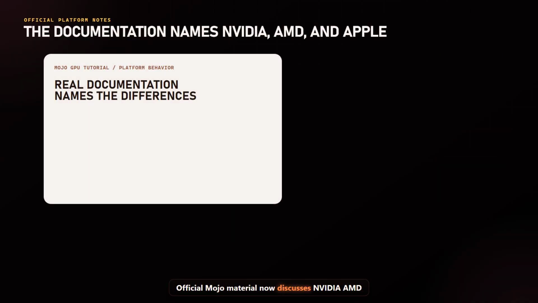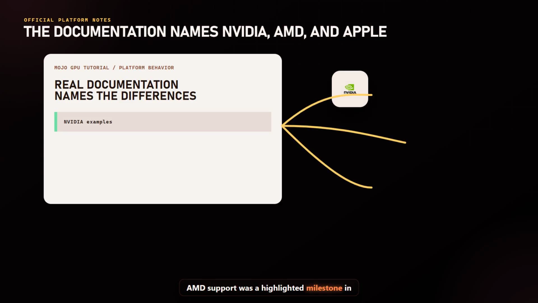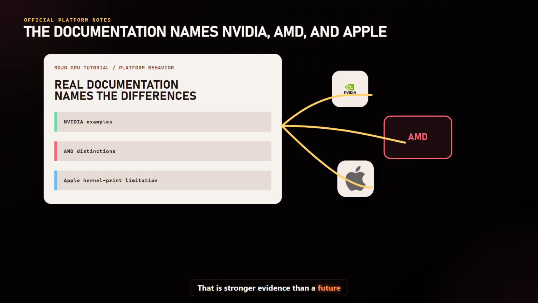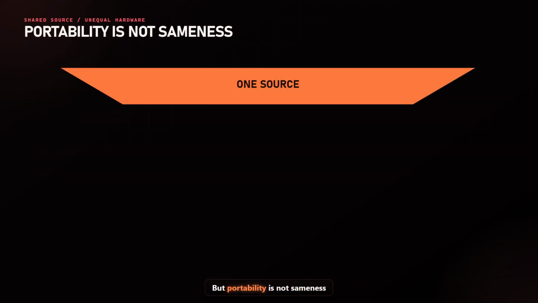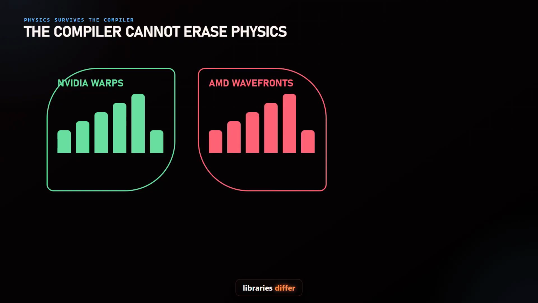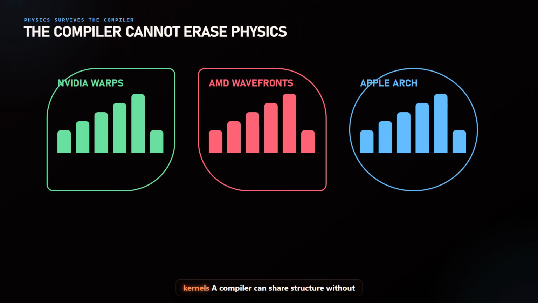Official Mojo material now discusses NVIDIA, AMD, and Apple GPU behavior. AMD support was a highlighted milestone in the 25.4 release. Current GPU tutorials include NVIDIA examples, AMD distinctions, and an Apple Silicon limitation around printing inside kernels. That is stronger evidence than a future roadmap slide. Real documentation has to explain where platforms behave differently. But portability is not sameness. NVIDIA warps, AMD wavefronts, Apple GPU architecture, memory hierarchies, supported data types, and vendor libraries differ. One source file can still require tuning branches, hardware-aware parameters, or different optimized kernels. A compiler can share structure without making physical hardware identical.